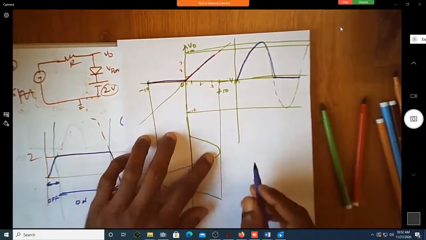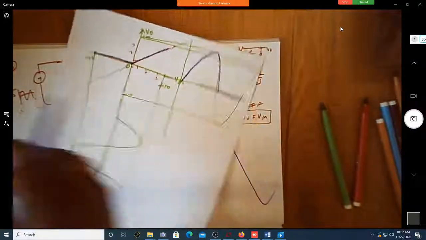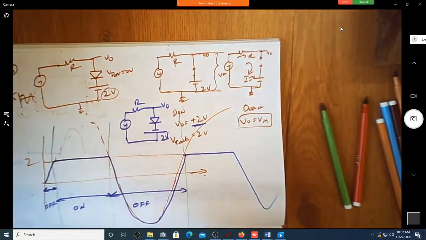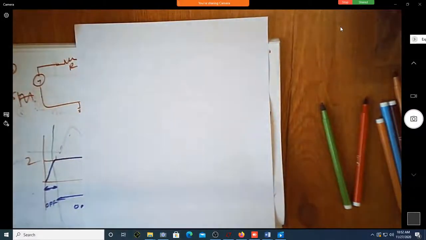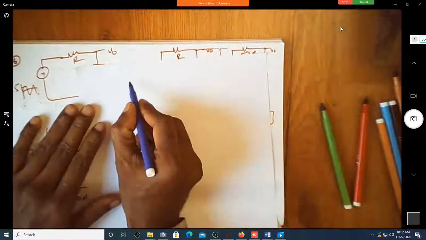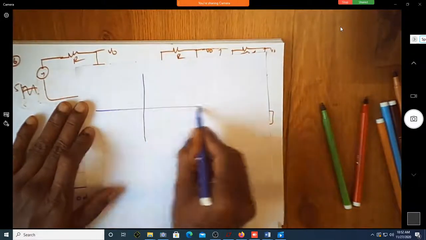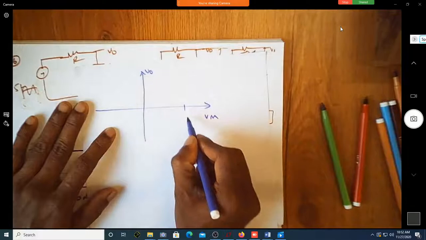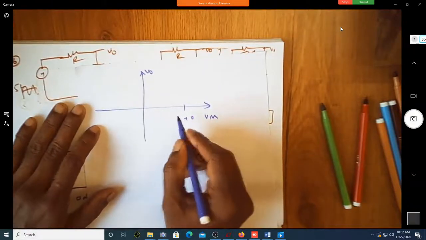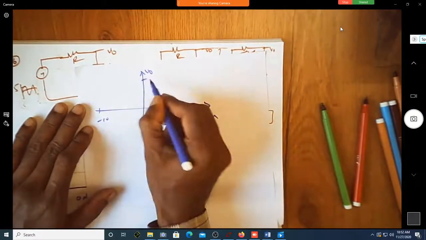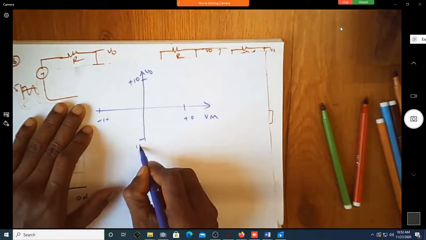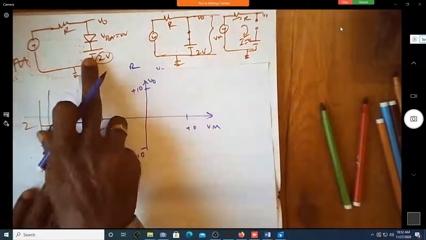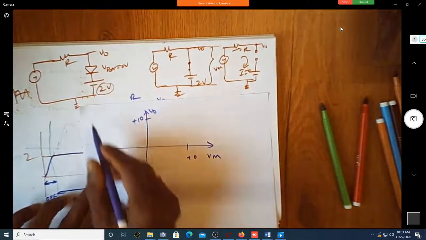I'll take a different sheet. I will again write V in, V naught. This is plus 10, minus 10. This is plus 10 output, minus 10 output. What is the reference voltage? It is positive 2 volt.